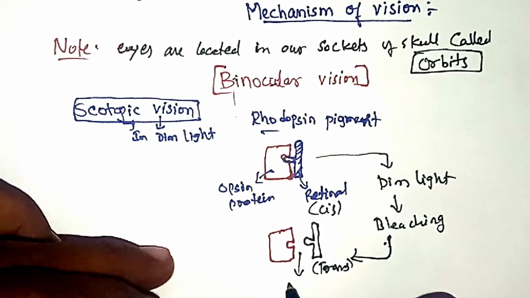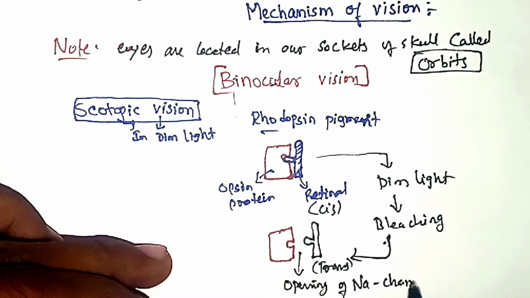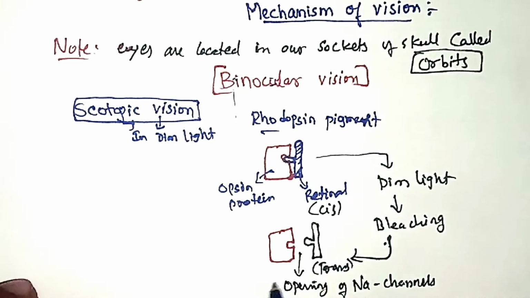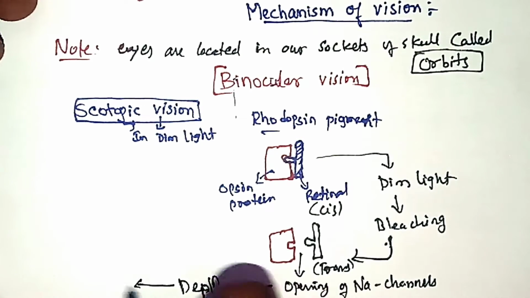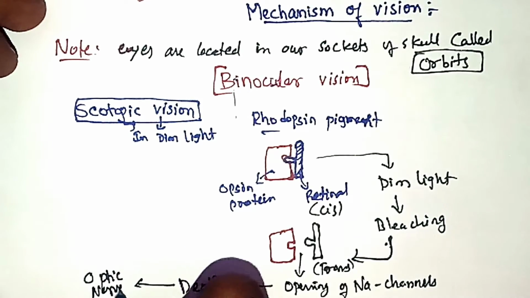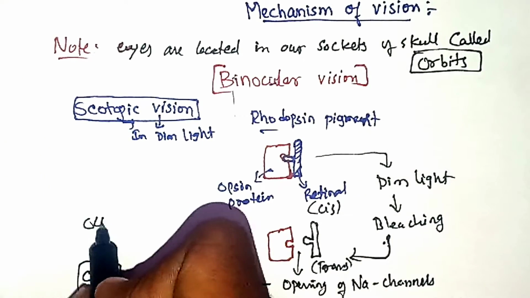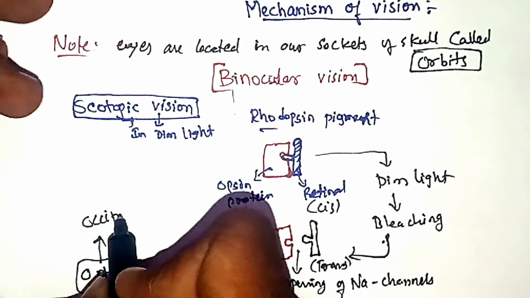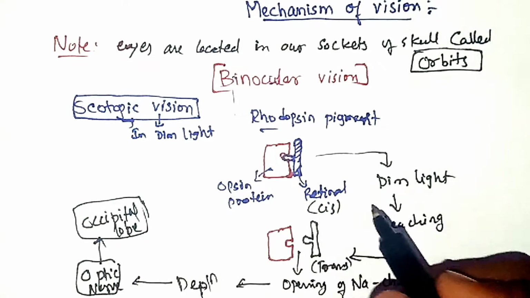So here, opening of sodium channels takes place. By that, depolarization takes place. Depolarization means it will give signals. The signals will come to the optic nerve, and the optic nerve gives signals to our occipital lobe, which is our brain part. So this is the mechanism of vision.